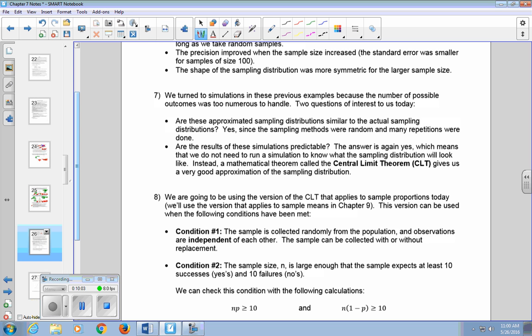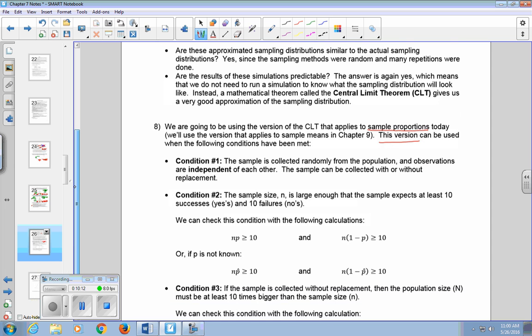This version can be used when the following conditions have been met. So this version, and we're looking at sample proportions today. The first condition that has to be met for the central limit theorem to be applicable is that the sample is collected randomly from the population and observations are independent of each other. The sample can be collected with or without replacement.